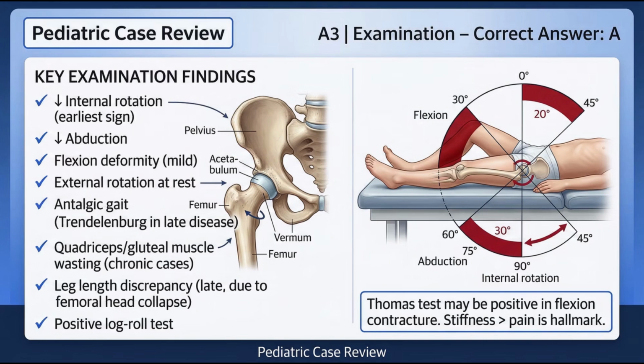The earliest and most reliable physical sign of Legg-Calvé-Perthes disease is loss of internal rotation, which reflects synovial irritation and capsular tightening around the hip. Abduction is also progressively restricted. The hip assumes a position of mild flexion and external rotation at rest to minimize intra-articular pressure. An antalgic gait with a shortened stance phase is characteristic. Trendelenburg gait and quadriceps or gluteal muscle wasting occur in chronic or neglected cases. The Thomas test may be positive when a flexion contracture develops. Stiffness rather than pain is the hallmark of the condition on examination.